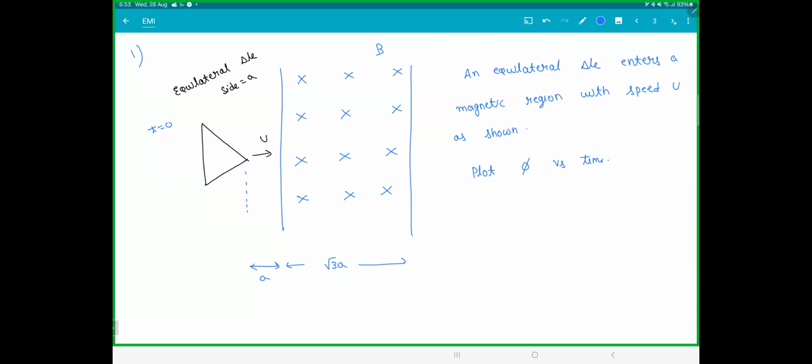There's nothing there. This has nothing to do with EMI. Just test your skills of how to draw diagrams and calculating areas.